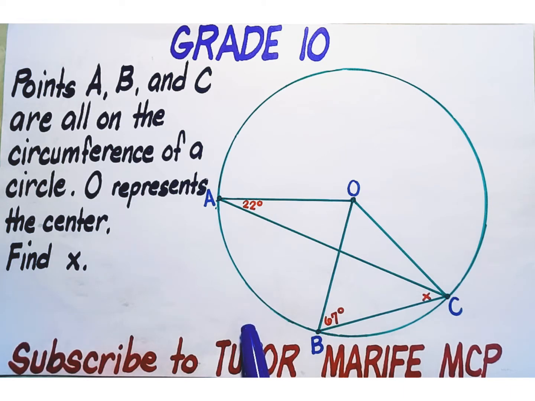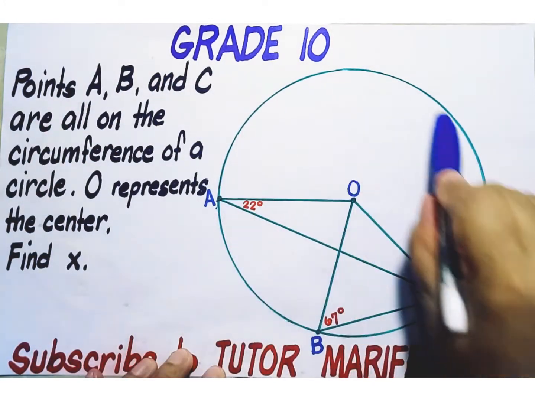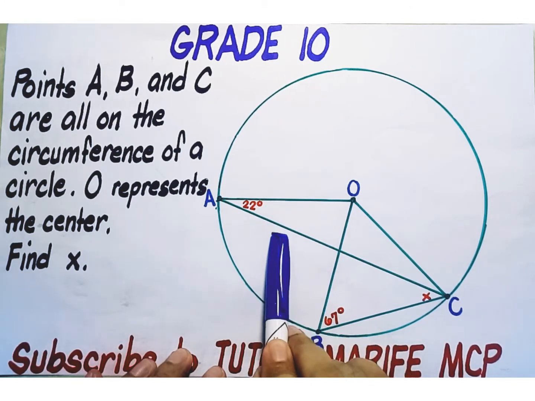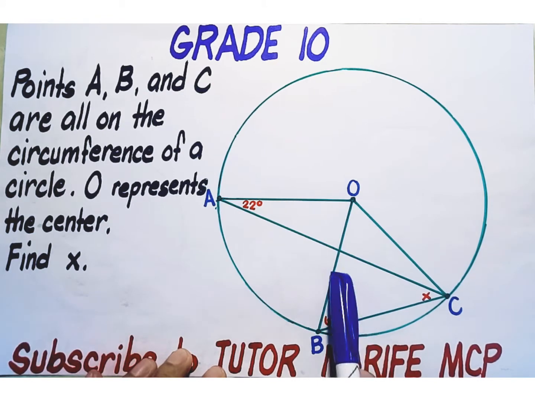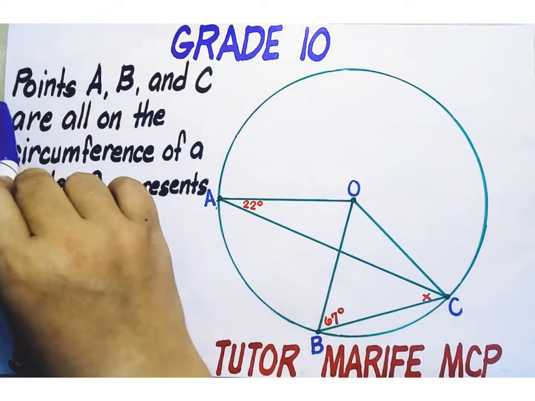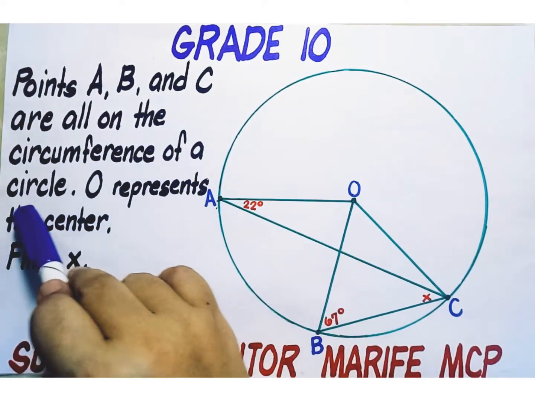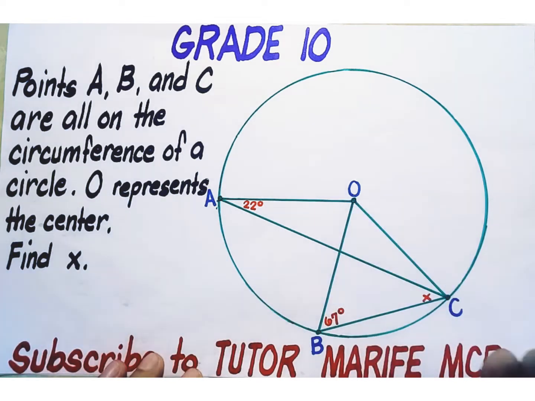In this video, I will show you how to solve this given problem. This is the diagram. Measure of angle OAC is known, it's equal to 22 degrees. Measure of angle OBC is also known, it's equal to 67 degrees. These are the statements. Points A, B, and C are all on the circumference of a circle. O represents the center. We are required to find X.